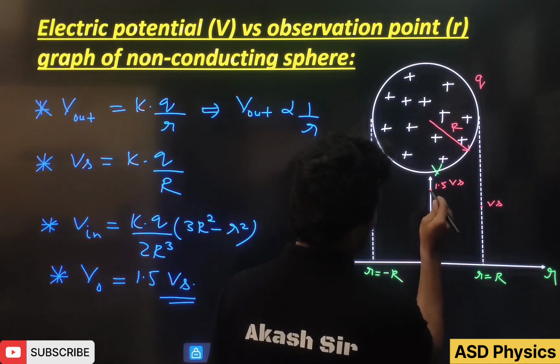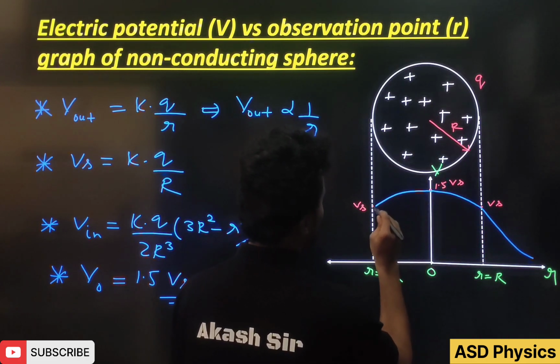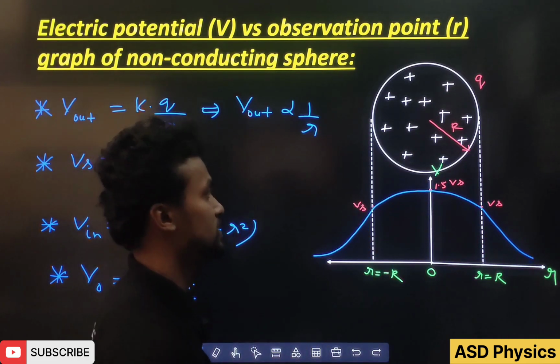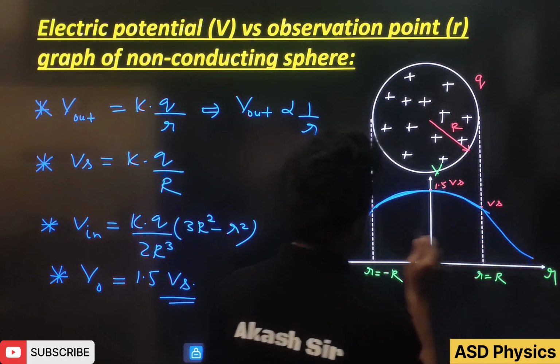Now very symmetrical from here. Like this it will go. And here also it will go like this. Now this should be somewhat symmetrical. Okay, like this it will go here.